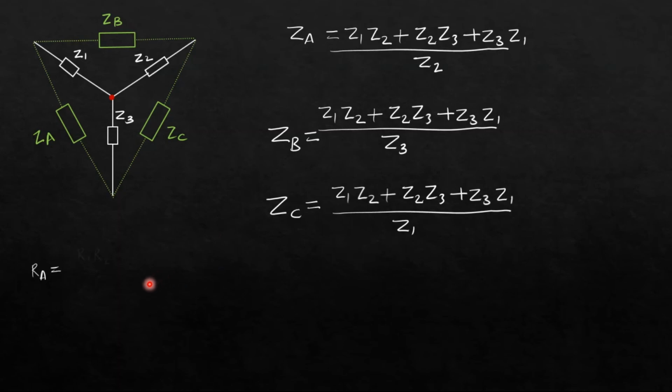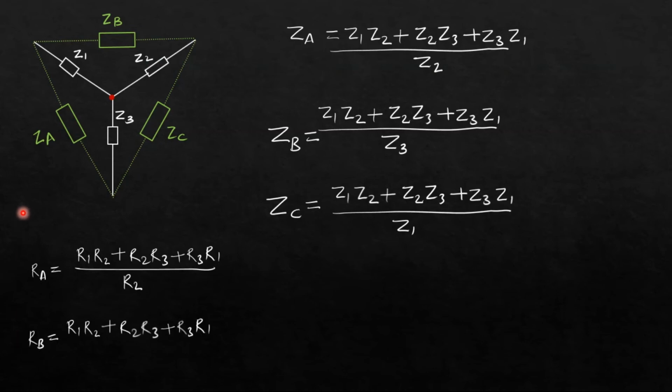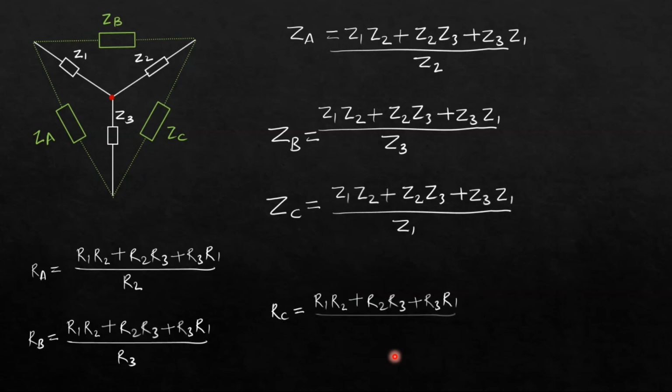Now let us write for the case of resistance. So RA will be R1 R2 plus R2 R3 plus R3 R1 divided by, in front of RA, Z2 is there, so divided by R2. Similarly, RB will be R1 R2 plus R2 R3 plus R3 R1 divided by, in front of ZB, Z3 is there, so divided by R3. Similarly, RC will be R1 R2 plus R2 R3 plus R3 R1 divided by Z1, it means R1. I am not writing for the inductor because the inductor will follow the same rule as that of resistance.